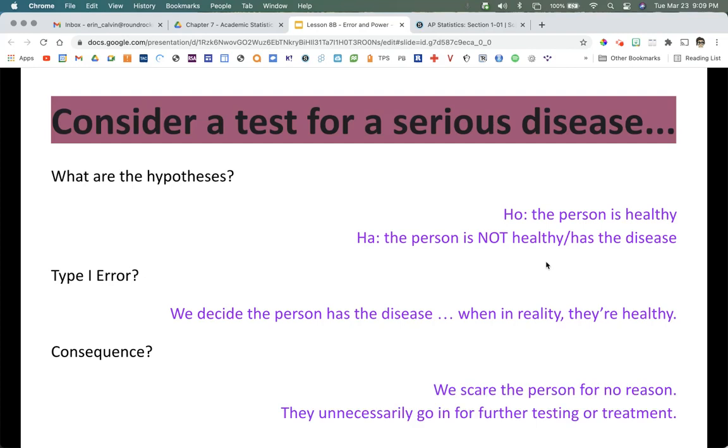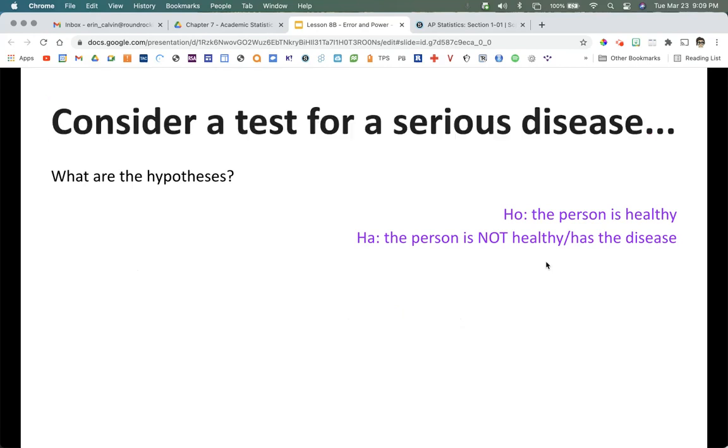We scare the person, they think they have this disease, they go in for further testing or treatment even. Maybe the treatment has a negative effect on them and everything's crazy. So that's type 1.